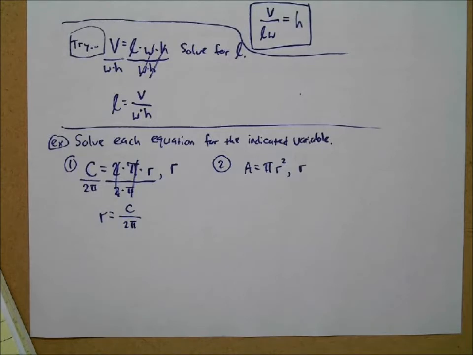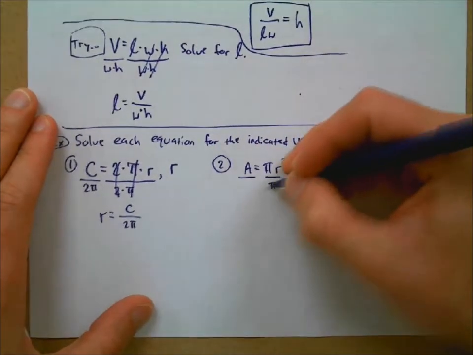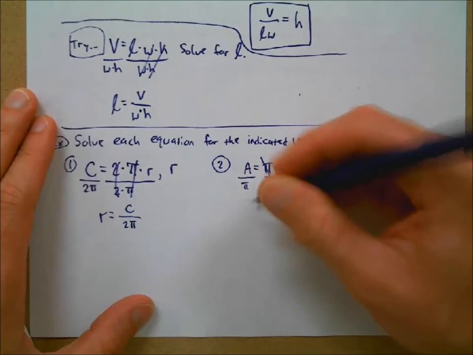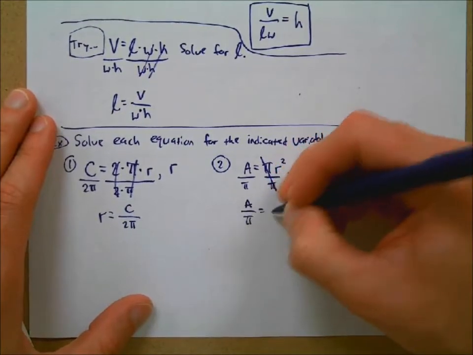So, Danny, do you have an idea here? How can we start trying to get that r by itself here? What would maybe be a good first step? Getting rid of the pi. Perfect. How are we going to do that? Dividing it. Divide both sides by pi. You got it. Well done. Okay. Divide both sides by pi. Pi's cancel. We now have A over pi equals r squared.